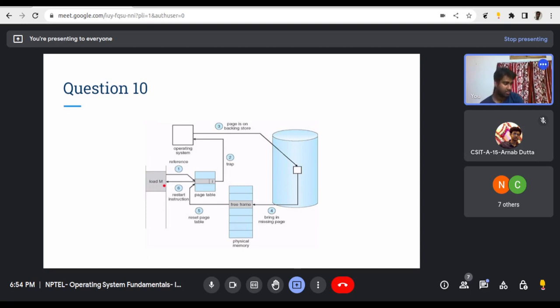So this is the concept of demand paging. When there is a demand for a page, when we require access to a page, at that time we bring it from the backing store, which is a part of the secondary memory. So when we require access to a page, at that time only.